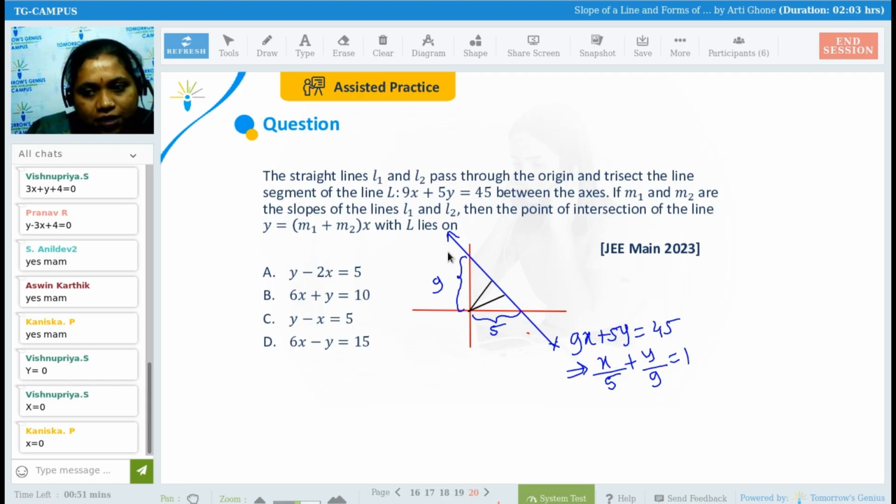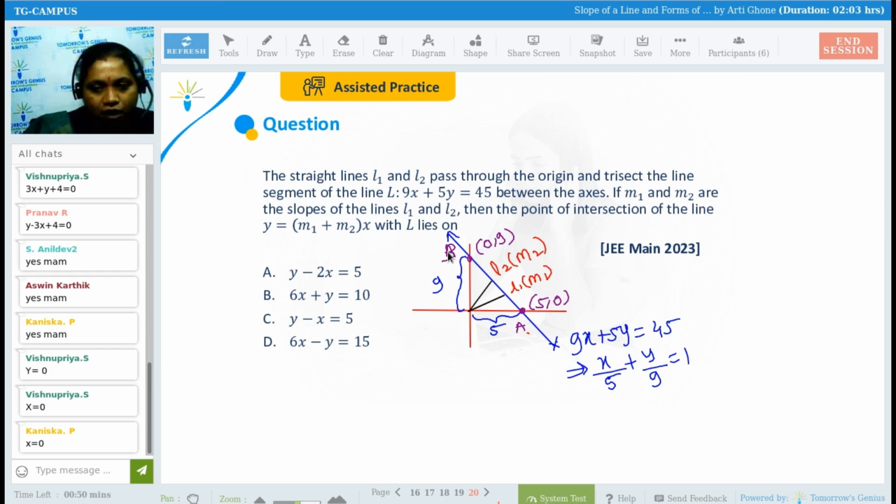Now the next geometry: m1 and m2 are the slopes of L1 and L2. So we have L1 with slope m1 and L2 with slope m2. What will be the coordinates of these points? From the equation of the line, I can write this as (5, 0) and this as (0, 9). If I consider this as the line AB, the coordinates of AB are (5, 0) and (0, 9) from the intercept form. Clear?